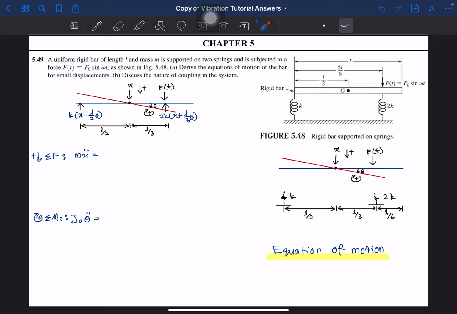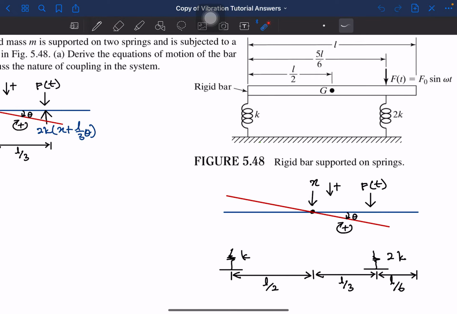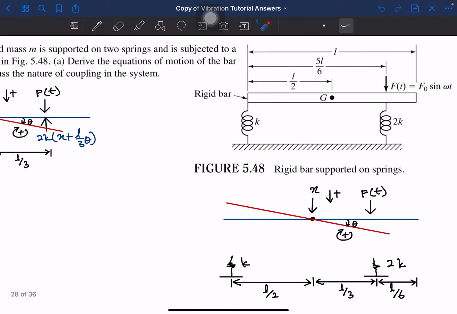So the first one, we'll do the summation of forces and also summation of moments only from FBD. Let's take a look at this figure over here. As given in the figure itself, the length from the left side to the center is L over 2, from K2 to the center, and then from K2 to F(t) is given as 5L over 6.